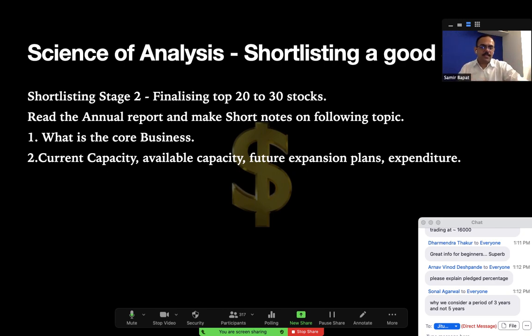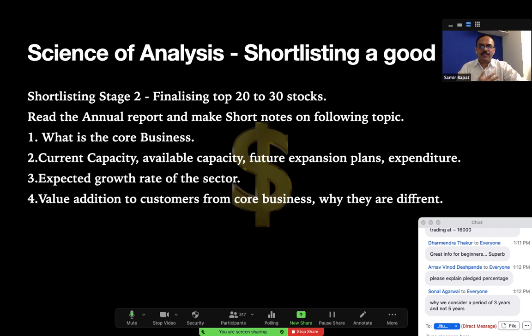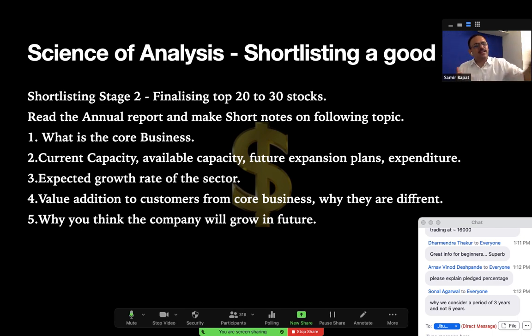All this you will get from their financial reports: the expected growth rate of the sector, the value addition to the customers from the core business, why they are different, and why you think the company will grow in future. So you have to write it down. There is no escape, guys. You have to do this, otherwise you will not find a good company.